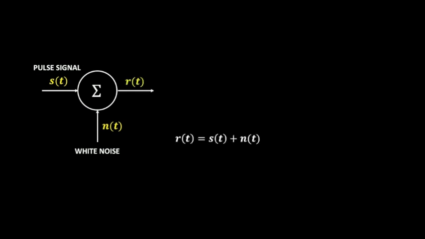Let's say, for example, we have a pulse signal represented by s(t). This pulse signal is to be transmitted using an AWGN channel. Therefore, this AWGN channel will introduce white noise. Let us represent white noise as n(t). Our received signal is simply the linear addition of our pulse signal s(t) together with our white noise represented by n(t).